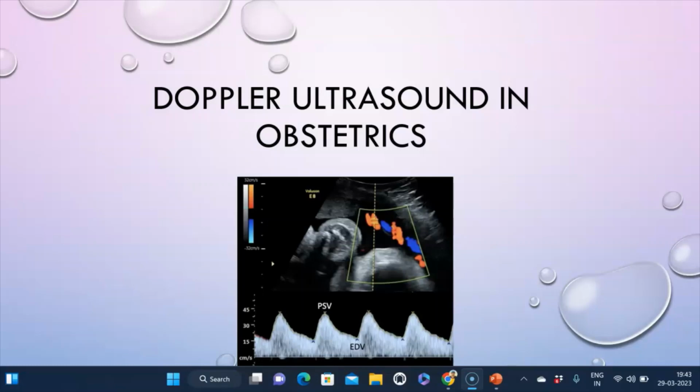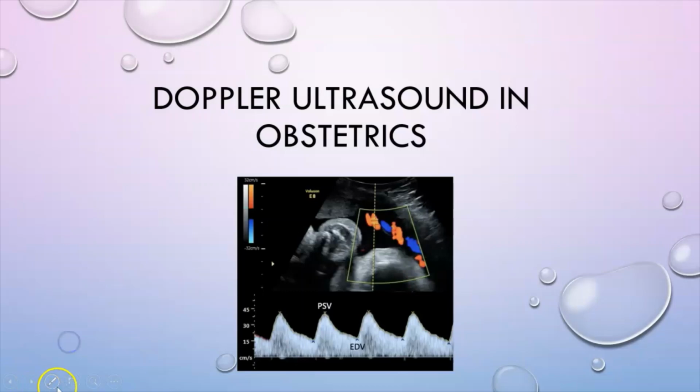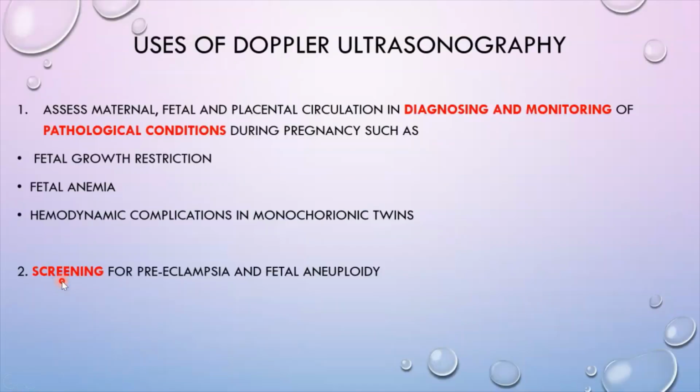So friends, let's learn today one of the interesting topics in obstetrics, that is application of Doppler ultrasound in obstetrics. Now what are the uses of Doppler ultrasonography? It is used to assess maternal, fetal and placental circulation in diagnosing and monitoring of pathological conditions during pregnancy such as fetal growth restriction, fetal anemia, hemodynamic complications in monochorionic twins. It is also used for the screening of pre-eclampsia and fetal aneuploidy.